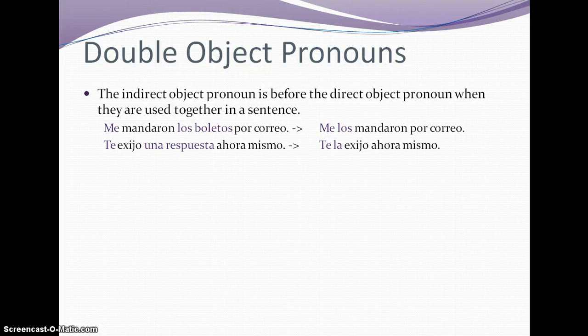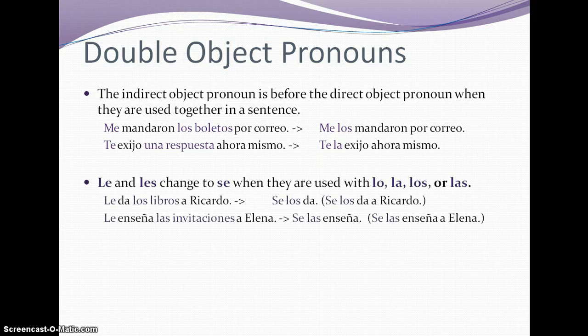We do need to look at double object pronouns. When we have an indirect object pronoun and a direct object pronoun in a sentence together, you'll notice that the indirect object pronoun needs to go first. So our examples, if we have the sentence, me mandaron los boletos por correo, and we want to change los boletos to a direct object pronoun, me los mandaron por correo. Another example, te exijo una respuesta ahora mismo, becomes te la exijo ahora mismo.